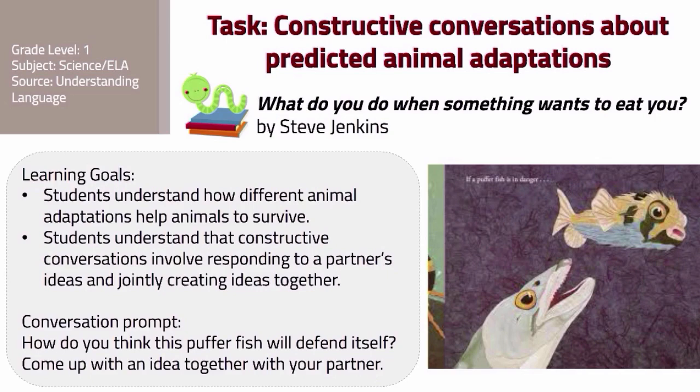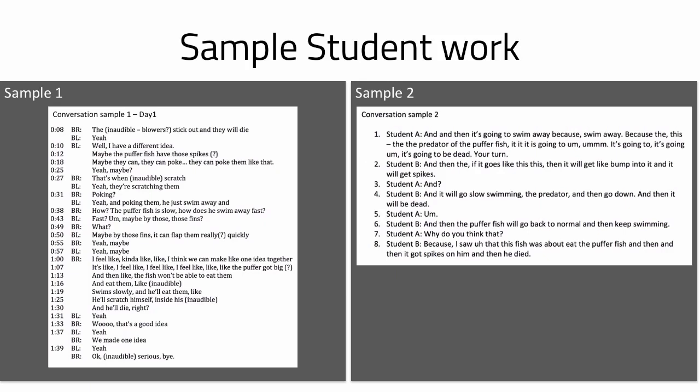The 2 learning goals for this lesson are that students understand how different animal adaptations help animals to survive, and that students understand that constructive conversations involve responding to a partner's ideas and jointly creating ideas together. The specific conversation prompt that is given to students before they engage in partner conversation is, how do you think this pufferfish will defend itself? Come up with an idea together with your partner. Here is the student work, which can be downloaded in the resources section.